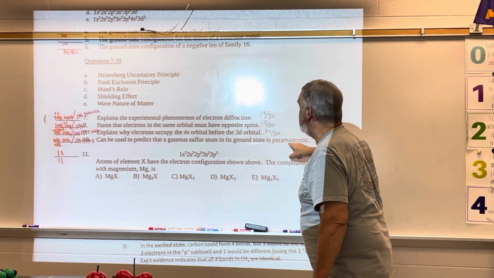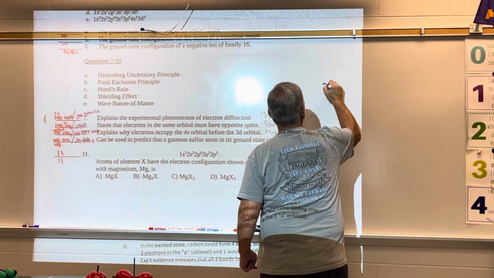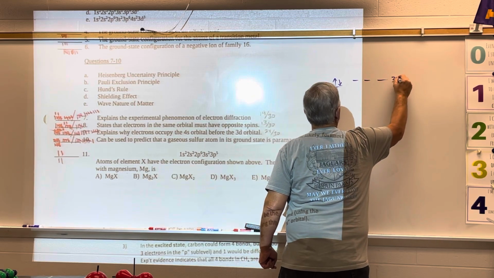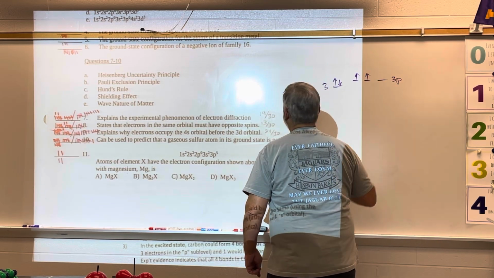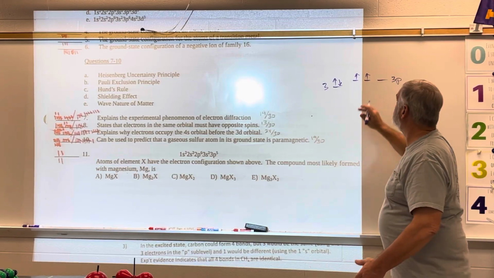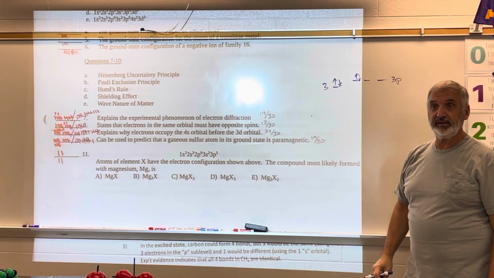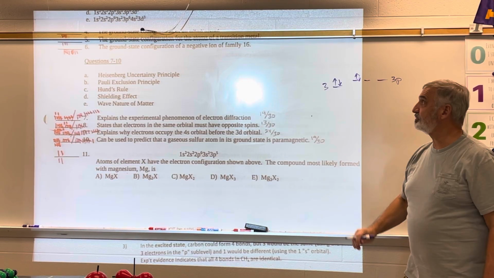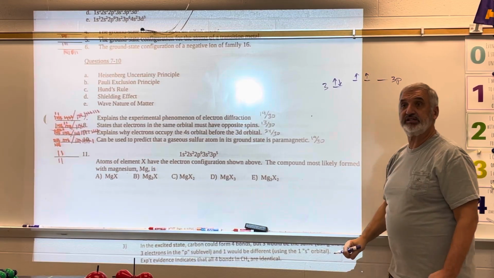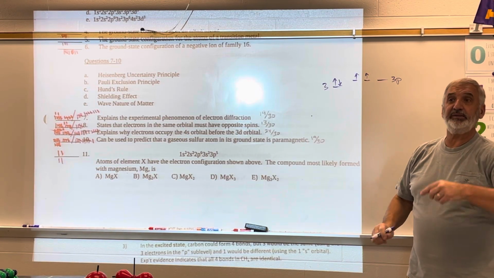What does it mean to be paramagnetic? It has one unpaired electron. So on the 3rd energy level, that's sulfur. If Hund's rule wasn't true and sulfur did that, would it be paramagnetic? No. But Hund's rule explains the fact that if 1 goes into each, it causes sulfur to be paramagnetic, because only 1 goes into each before they begin pairing up.